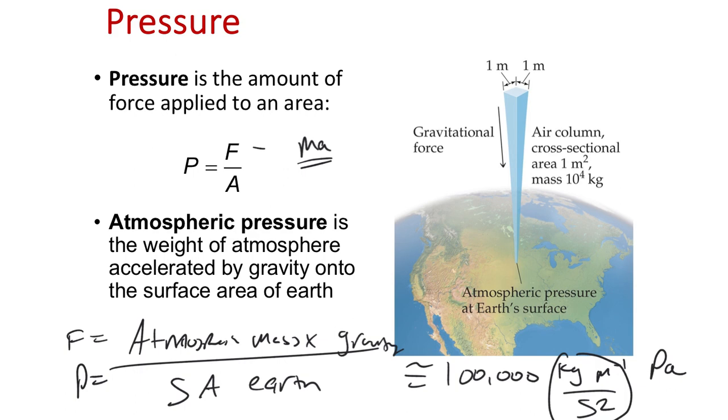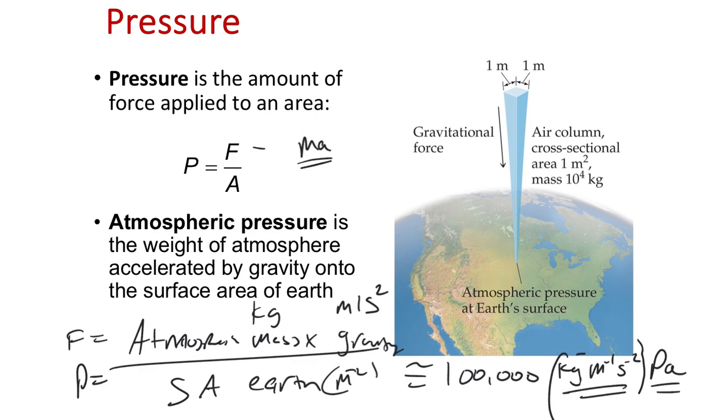Let me rewrite the units real quick. You'll probably never even use these, but I just want to make sure that I'm being correct here. So the atmospheric mass would have units of kilograms, gravity, meters per second squared, surface area of Earth in units of meters squared. And so that gives us units kilogram, meter to the -1, second to the -2. And that unit is equal to the SI unit of pressure that we call the Pascal.